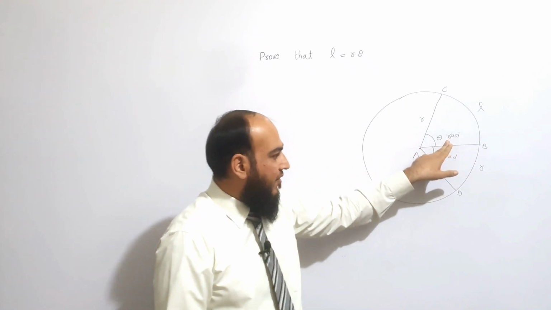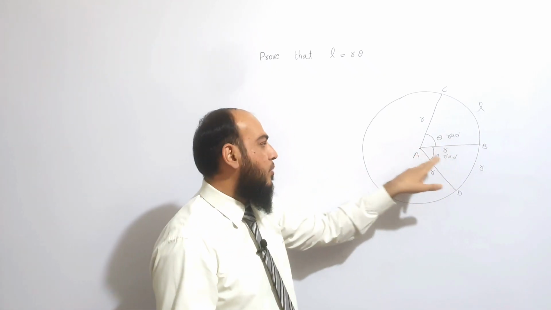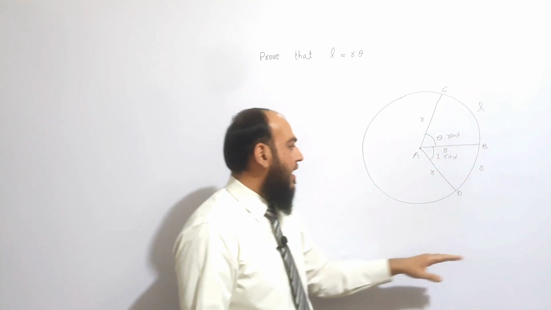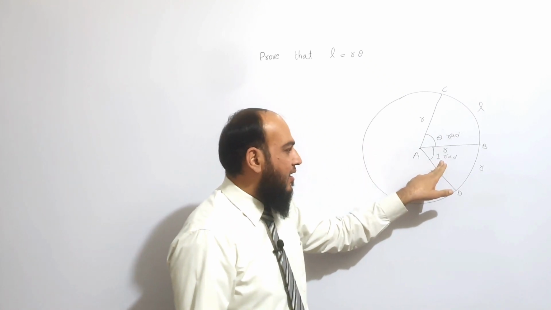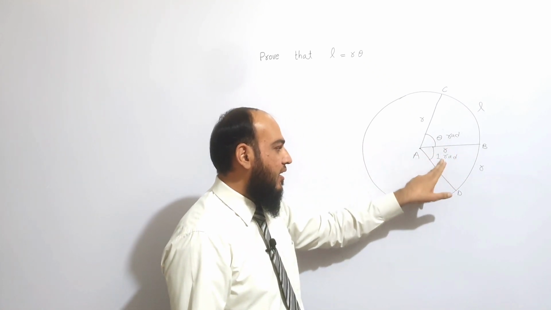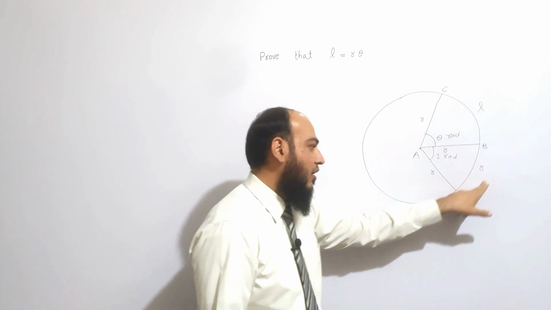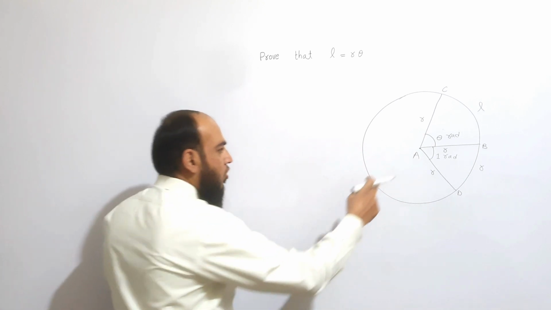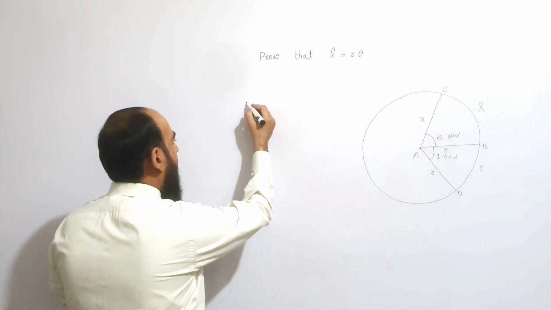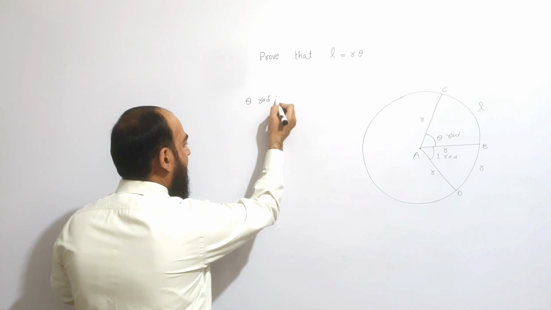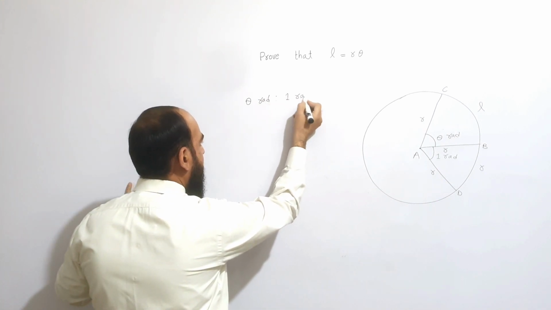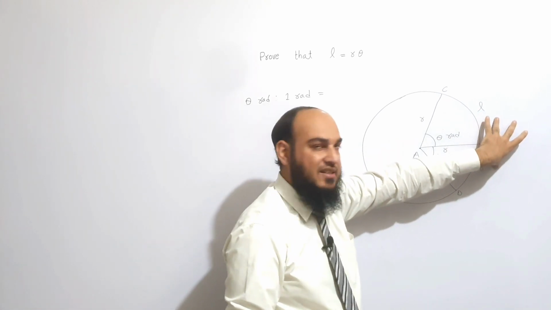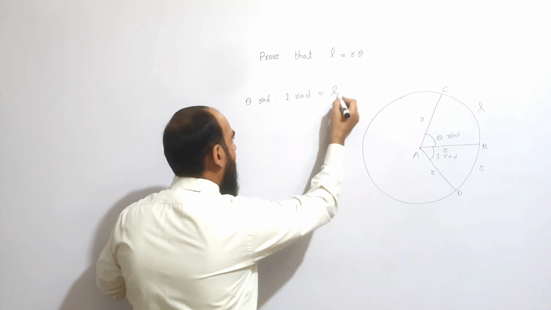Let me explain it again. If you have the angle theta radian between two radii AB and AC, the length of the arc BC will be L. And if you have the angle between AB and AD 1 radian, then the length of the arc BD is R. And we know that the ratio of these two angles, theta radian to 1 radian, will be equal to the ratio of the lengths of the arcs, that is L to R.